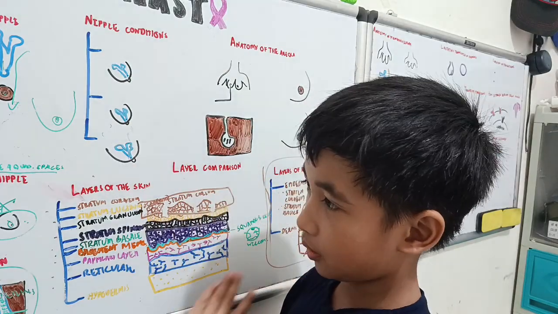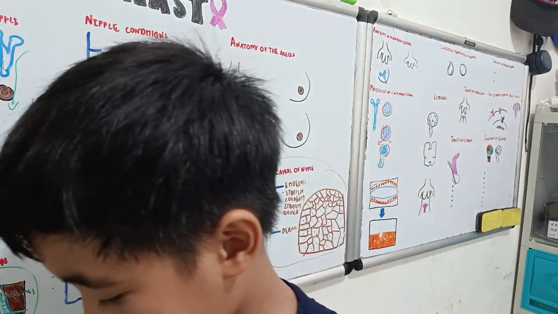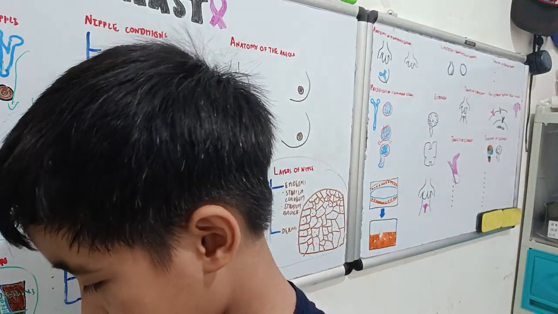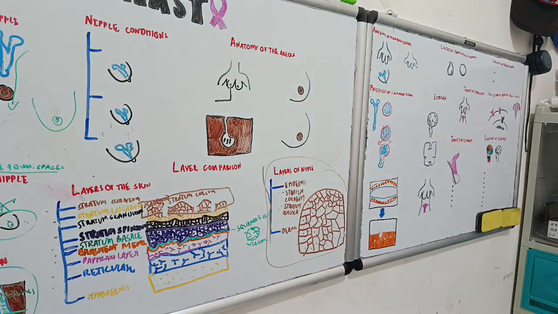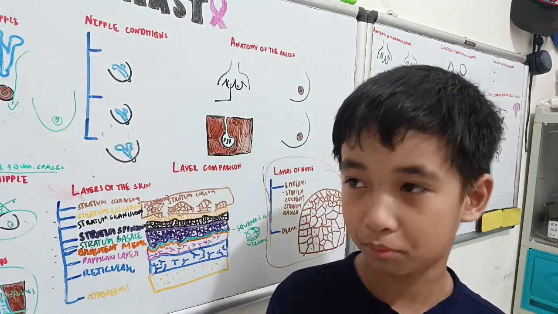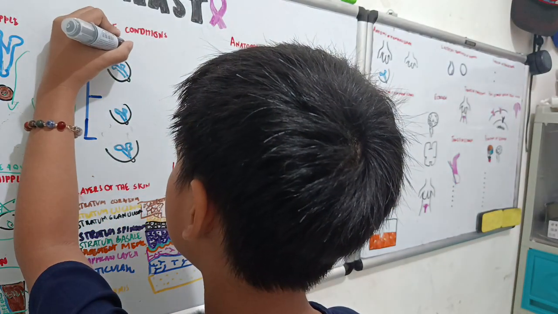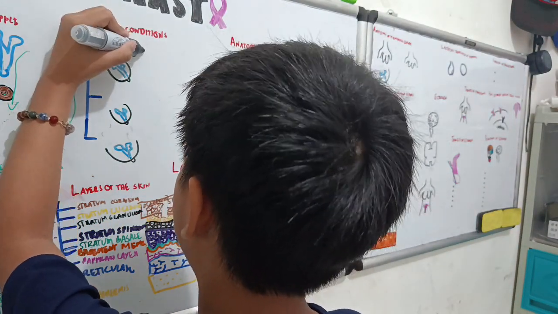Okay, so we're done talking about the anatomy of the nipple. Let's talk about the nipple conditions. What are the conditions of the nipple mainly? Well, let's talk about that. The first one appears in breast cancer. That would be nipple discharge.